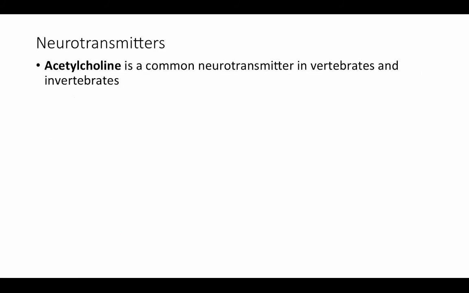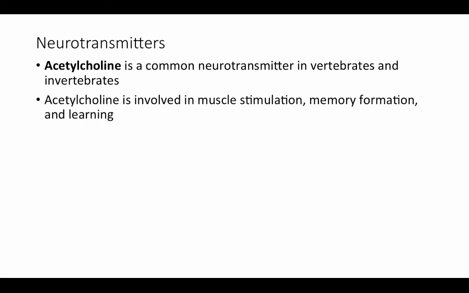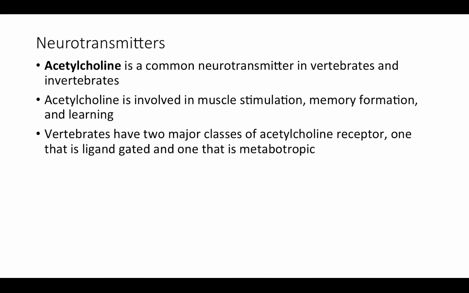Acetylcholine is a very common neurotransmitter in vertebrates and invertebrates. I don't want you to necessarily memorize all these different neurotransmitters, but what I do want you to remember is that acetylcholine is the neurotransmitter of the neuromuscular junction in vertebrates. So acetylcholine is involved in muscle stimulation, but also in memory formation and learning. Vertebrates have two major classes of acetylcholine receptor, one that's ligand-gated and one that's metabotropic. The ones at the neuromuscular junction are ligand-gated. The ones involved in learning are metabotropic.